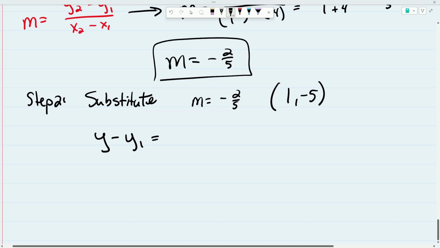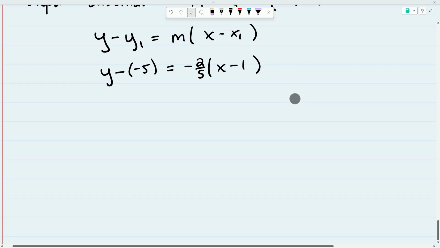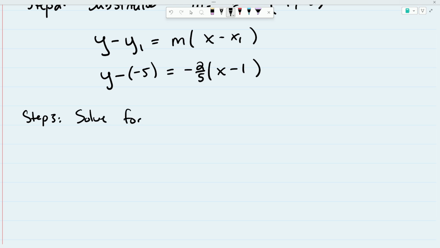That's it. So we have y minus y1 equals m times the quantity x minus x1. And then from here, we make our substitutions. Y minus negative 5 equals negative 2 over 5 times the quantity x minus 1. And then from here, we just go ahead and we solve for y. So that's going to be step number 3. Solve for y. Okay? So I'm going to rewrite the problem exactly the way it looks, and then I will go ahead and do all the math.